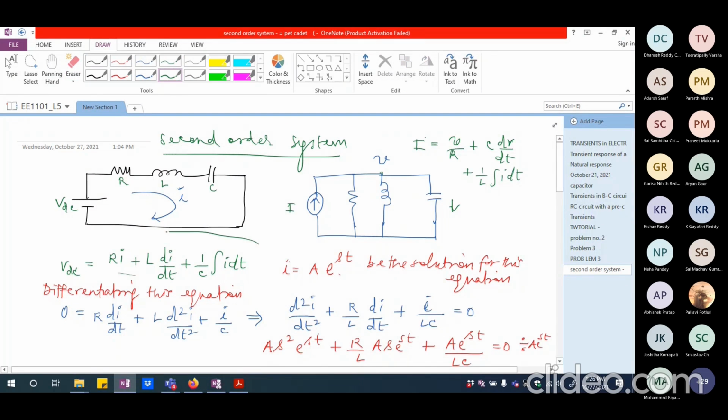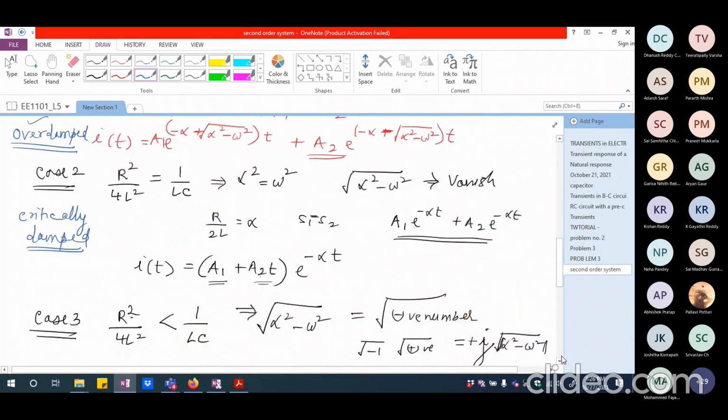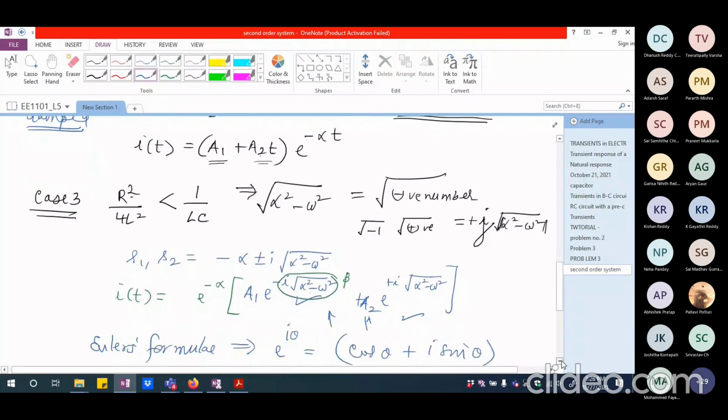So this particular equation, which is written in terms of Kirchhoff's voltage law, and this particular equation, which is written in terms of Kirchhoff's current law, both of them look exactly similar to each other. Only thing is, in one case it is node voltage which is taken into consideration, and here it is the mesh current. So in either case, we are going to get a second order differential equation, and the second order differential equation has three types of responses possible.